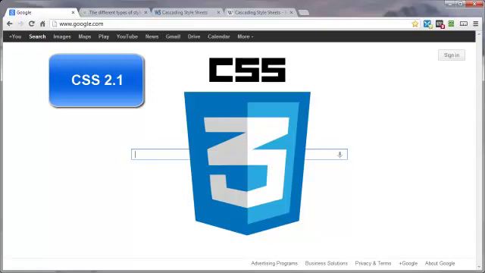But it is to the point now where some of the modules in CSS3 are being adopted by the big browsers. Problem is that not all browsers recognize all the goodies that CSS3 provides.